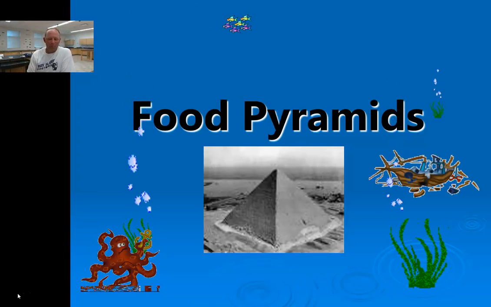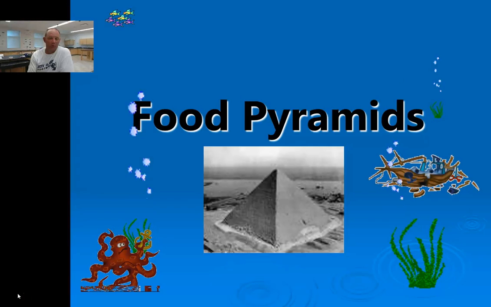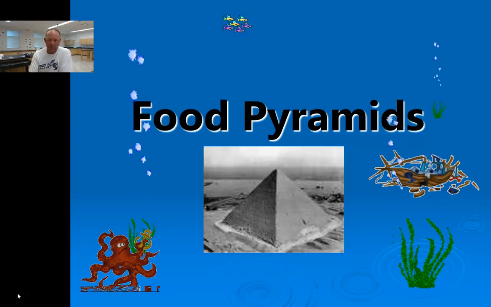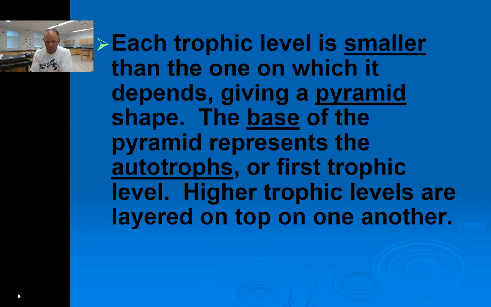So we're going to talk about food pyramids. We're going to show you an idea of what a food pyramid is and what they help us indicate. If you'll follow along on page 7, each trophic level is smaller than the one on which it depends, giving a pyramid shape. The base of the pyramid represents the autotrophs or first trophic level. Higher trophic levels are layered on top of one another.